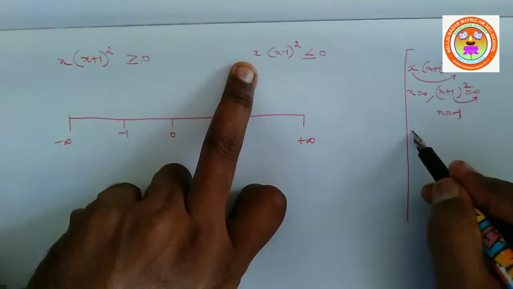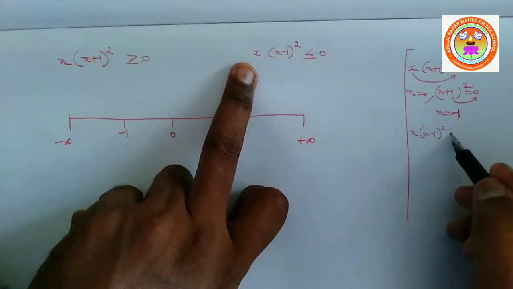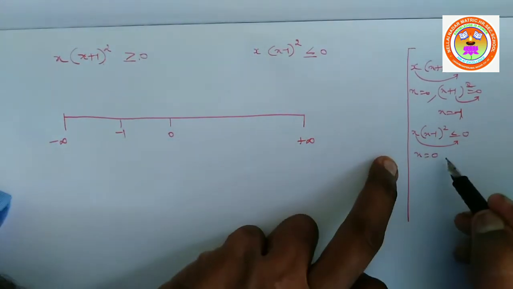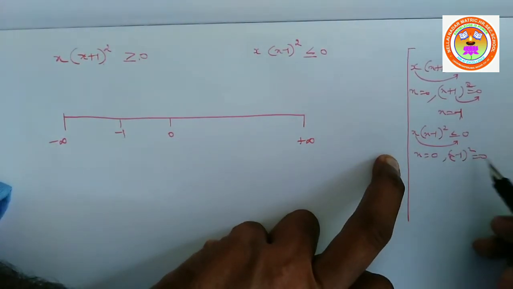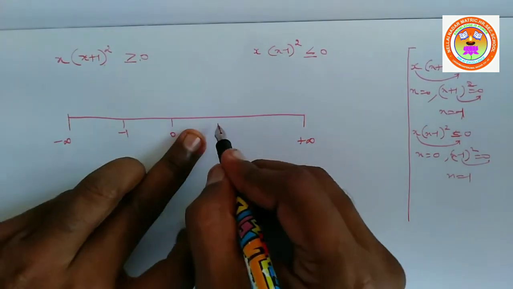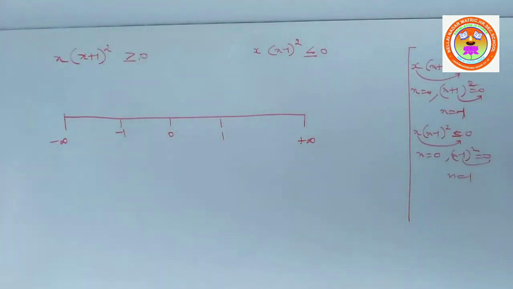Next you take this one. (x minus 1) the whole square less than or equal to 0. x is equal to 0, I have written already, so no problem. Here (x minus 1) the whole square is equal to 0. Put equal, no problem. Minus 1 comes, it becomes plus 1. x is equal to 1. So I can put x is equal to 1 here.